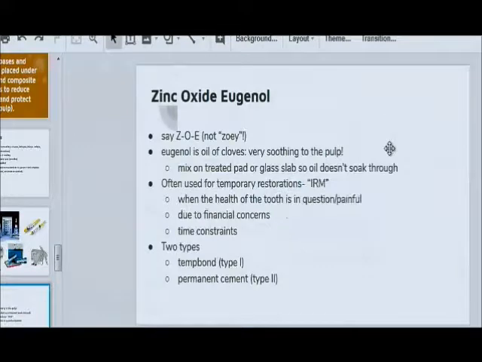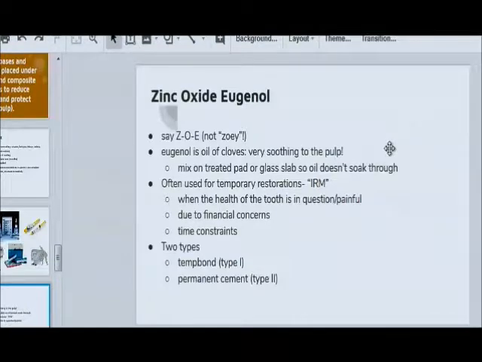And so there's different materials that we go through here. Zinc oxide eugenol, or ZOE, is a very common one that's used to calm the tooth down. This is also called IRM. It's a temporary filling material, and it's made of oil of cloves. And oil of cloves is very soothing to the nerve. It's actually a natural anesthetic.